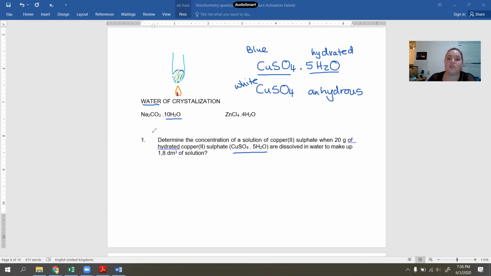All right. So the question here that I brought in says, determine the concentration of a copper sulfate solution formed when 20 grams of hydrated copper sulfate are dissolved in water to make up a 1.8 decimeter cubed solution. Now, what we've got to know that's very important is that this whole formula determines our molar mass. So we've got to include the mass of the waters that we're weighing because they exist and they're there. We can't ignore them. We can't wish them away.